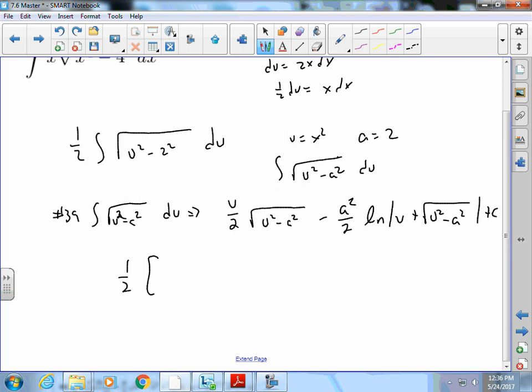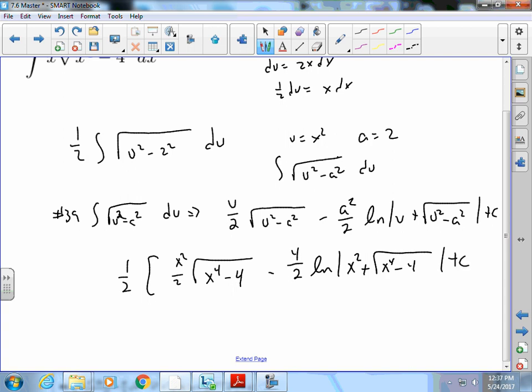And then I have to multiply. u is x squared, so I have x squared over 2. u squared, well, x squared squared is x to the 4th, right? Because u was x squared, and I need u squared, so it's x to the 4th. Minus a squared. Well, a was 2, when I square it, it's 4. Minus 2 squared, which is 4, over 2, the natural log. u again is x squared plus the square root of u squared, that gives me x to the 4th minus 4, plus c.